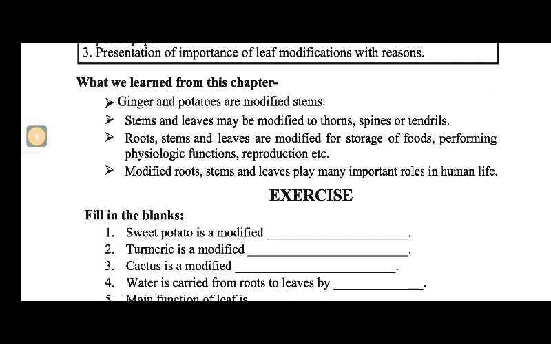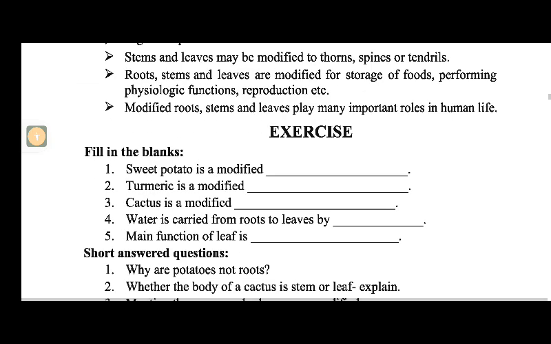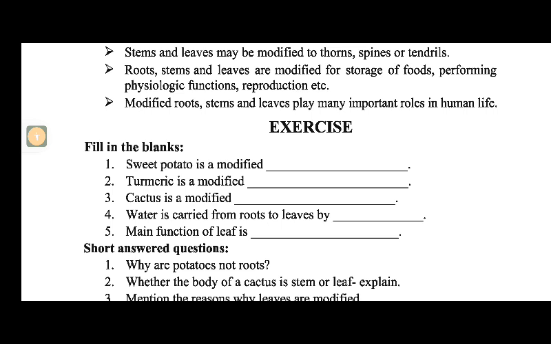What we learned from this lesson: ginger and potato are modified stems. Stems and leaves may be modified to thorns, spines and tendrils. Roots, stems and leaves are modified for storage of food, performing physiological functions, reproduction, etc. Modified roots, stems and leaves play many important roles in human life.